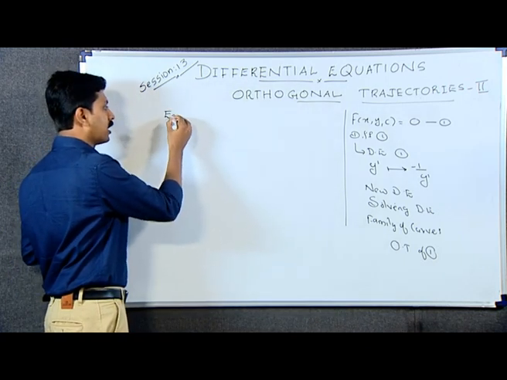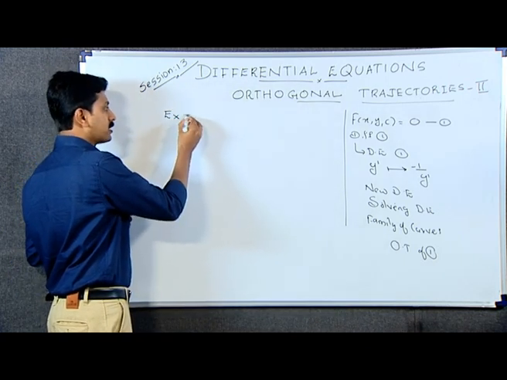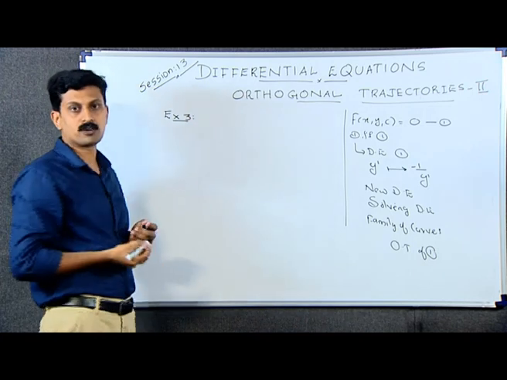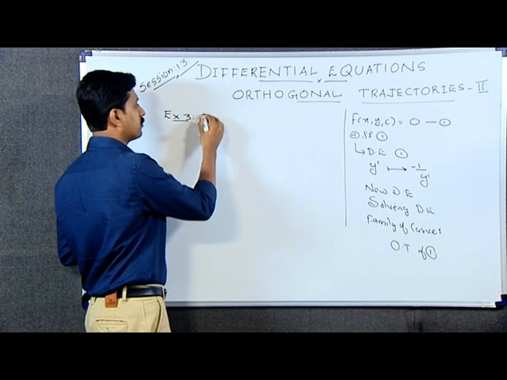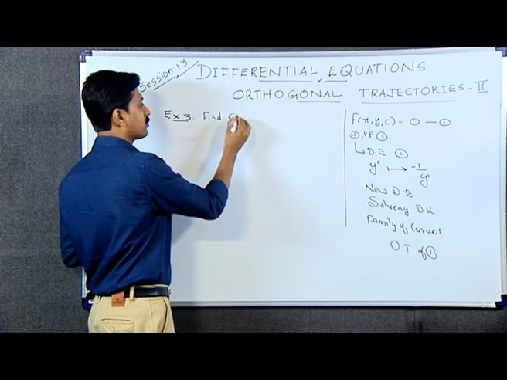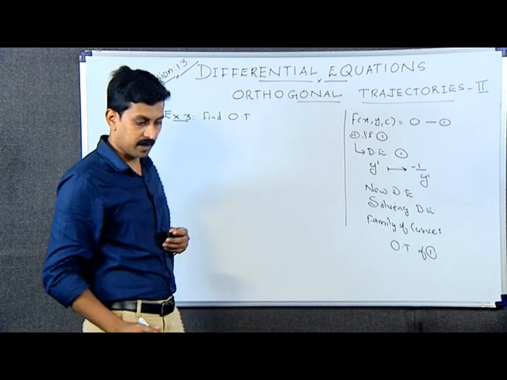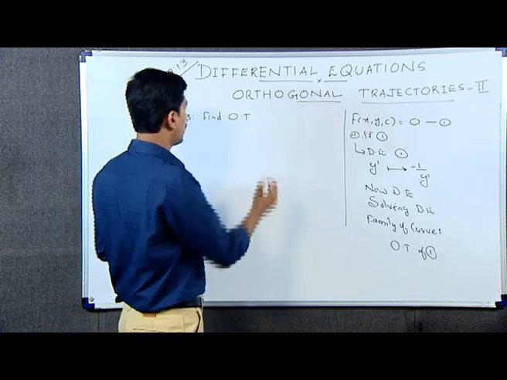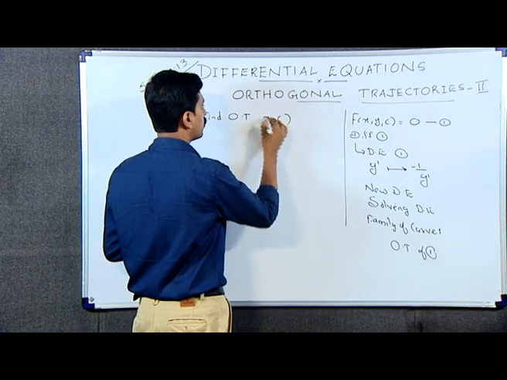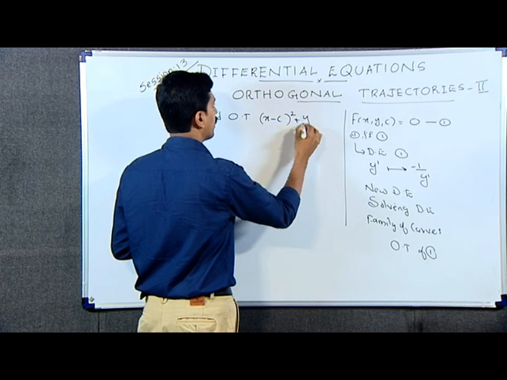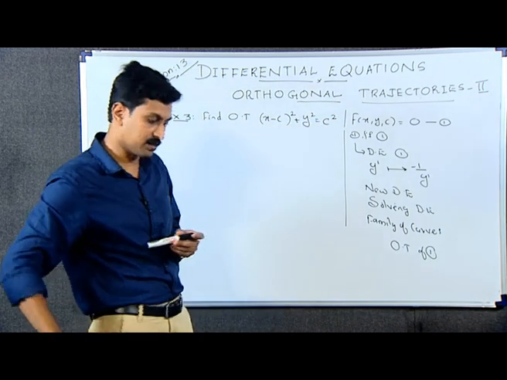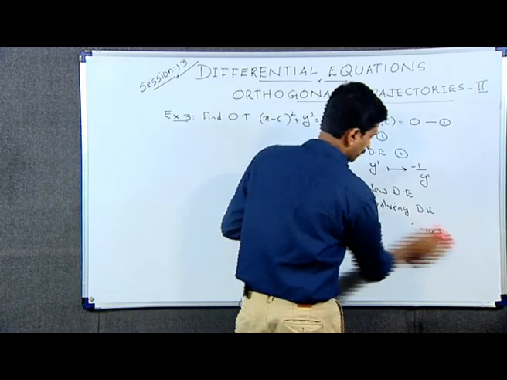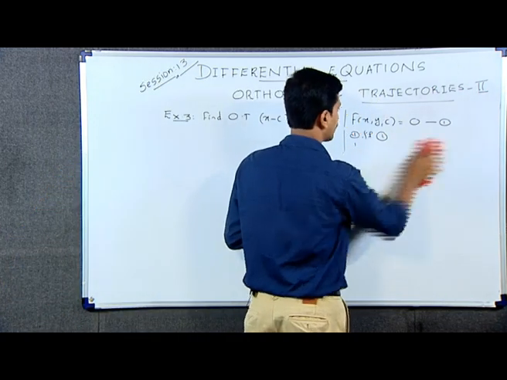I am inviting your attention to our example 3 on orthogonal trajectories. Find the orthogonal trajectories of the family of curves (x minus c) whole square plus y square is equal to c square.